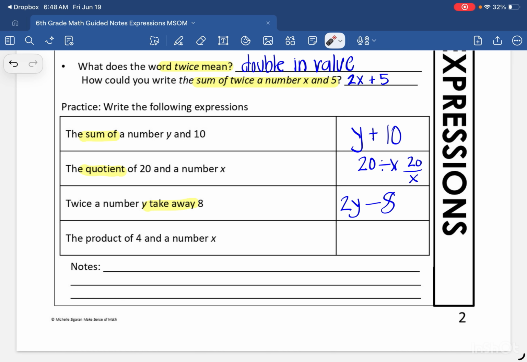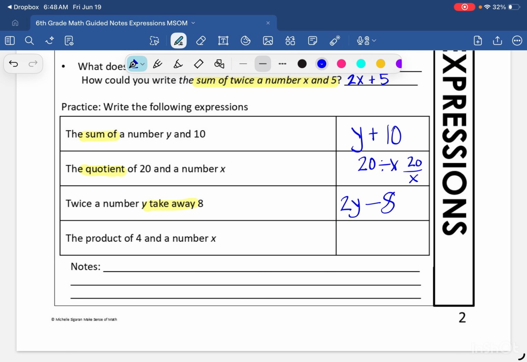The product of 4 and a number X. So product is multiplication, so I could write 4 multiplied by X. Again, I don't have to write the multiplication symbol. If I have a number and a variable that are times by each other, I can just write them next to each other, and it means multiplication.